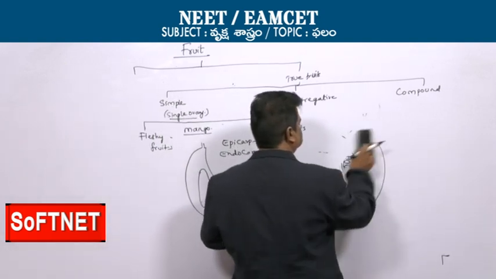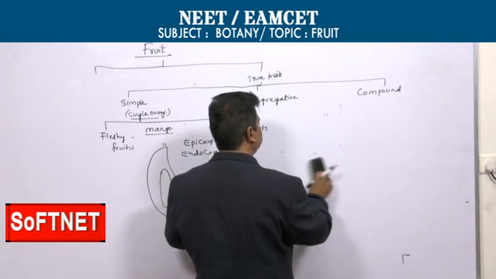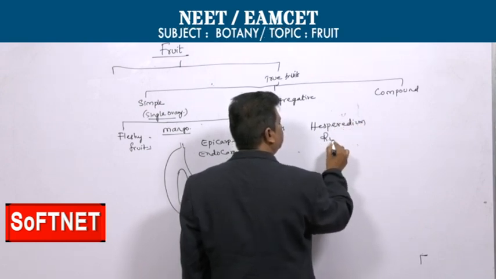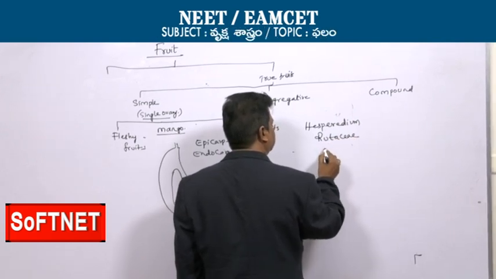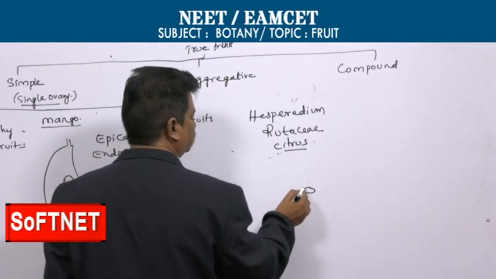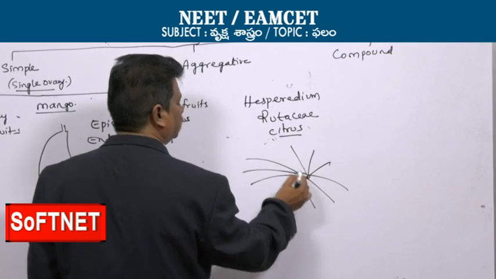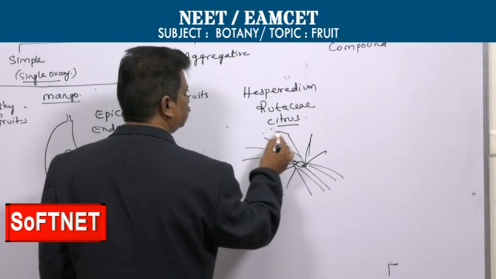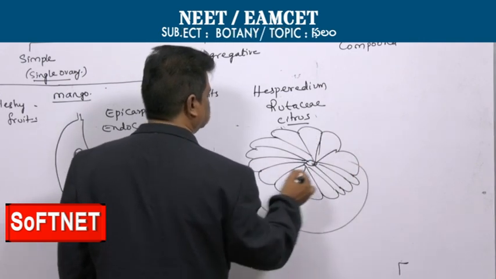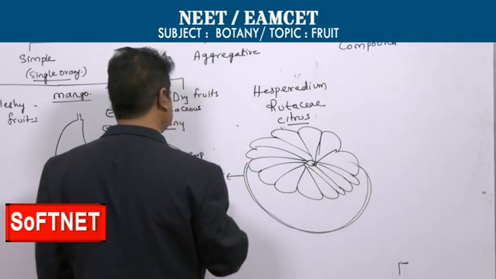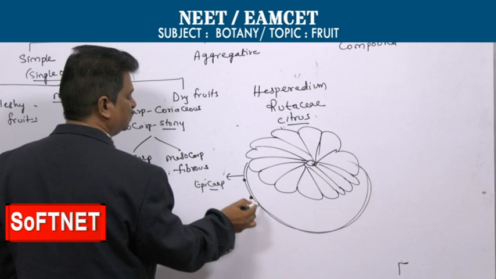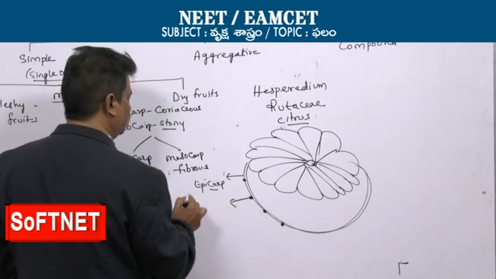Then, next one, Hesperidium. Hesperidium fruit is the characteristic fruit of the Rutaceae family or orange family, example citrus. This Hesperidium fruit is developed from a multicarpellary, syncarpous, multilocular, superior ovary. In this fruit, the epicarp is leathery or coriaceous, and this epicarp contains oil ducts.